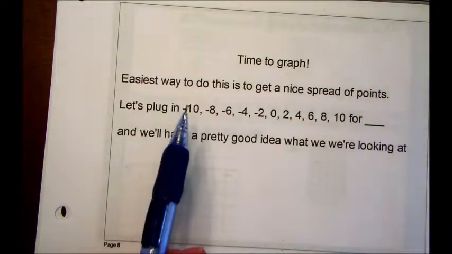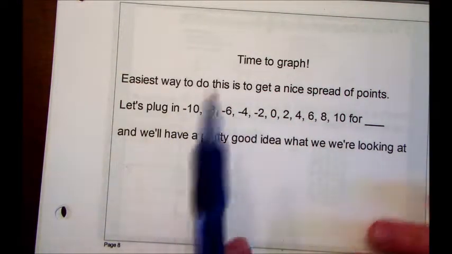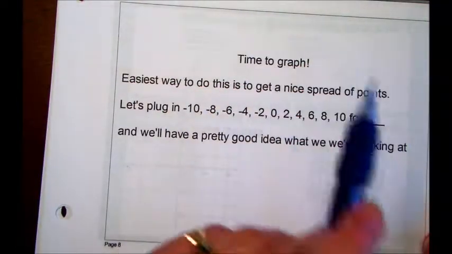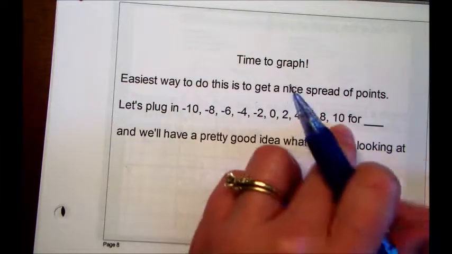So we're going to plug in -10, -8, -6, -4. We need a nice spread of points in order to actually get a good graph. And we're going to plug all of these numbers in for x.